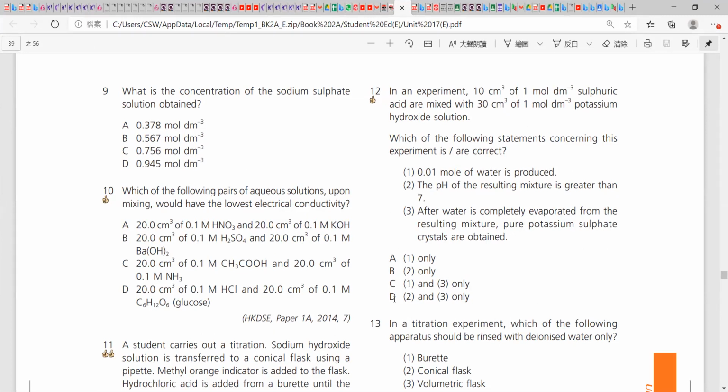cube of 1 molar potassium hydroxide solution. Which of the following statements concerning the experiment is correct?